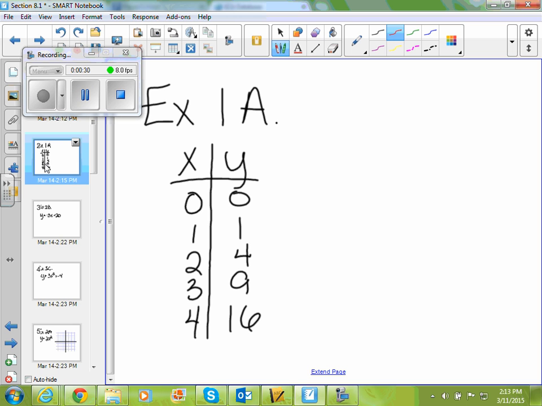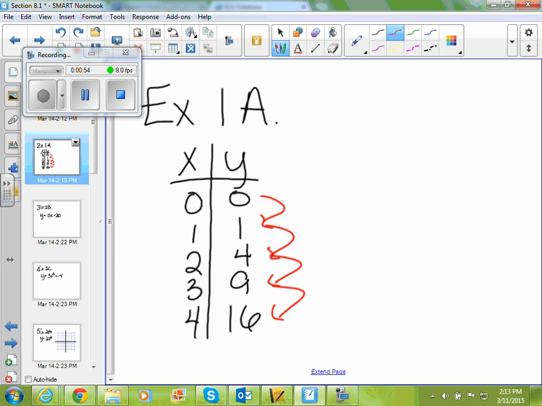Okay, so if we're looking at example 1a, we want to determine if this is a quadratic function. You don't really have to worry about your x's, but we do have to worry about our y's. So we're going to find our common differences. There's only 3 ways to tell if a function is quadratic. You can tell by the table of values, you can tell by a graph, or you can tell by the equation.